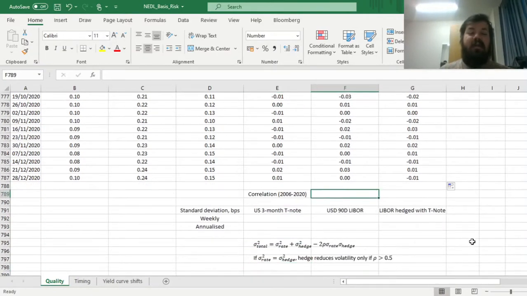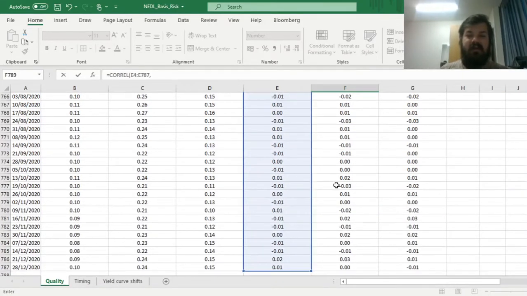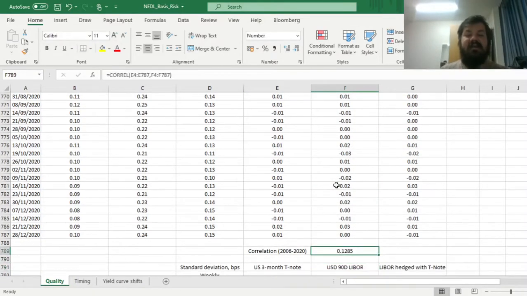Let's calculate our correlation of differences in yields or rates across 2006 and 2020. So to do that, we can use the CORREL function and figure out how tightly correlated the two yield changes are. And we can see that the correlation is positive, meaning that the two interest rates do indeed move in unison to some extent, but it is quite far away from one, quite far away from the perfect correlation that you would desire in a hedge.